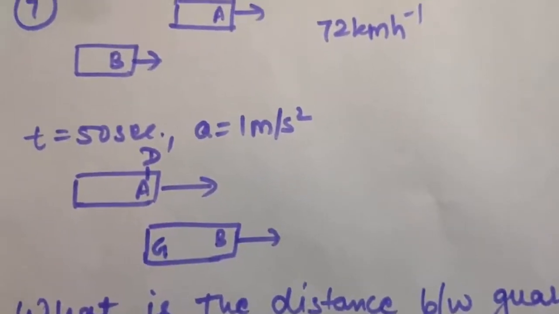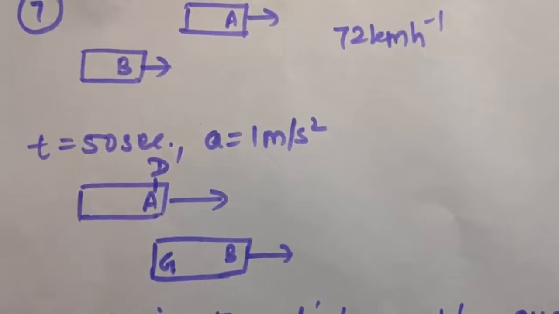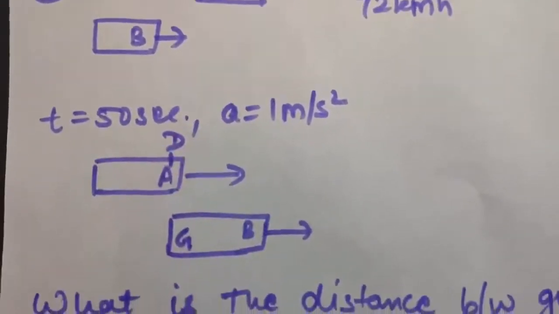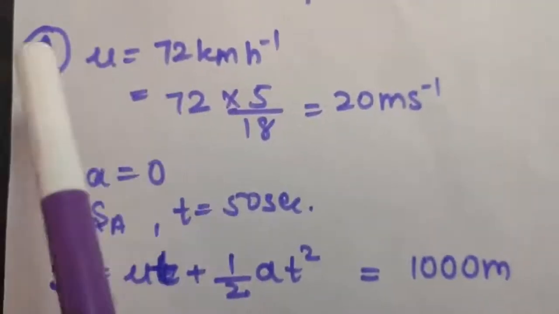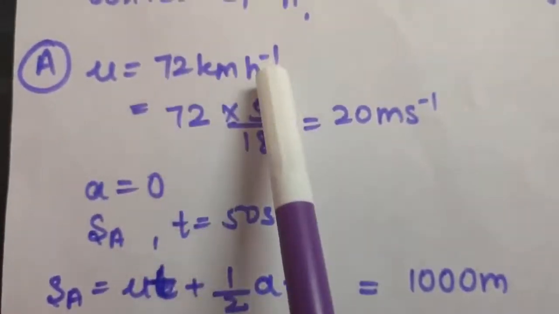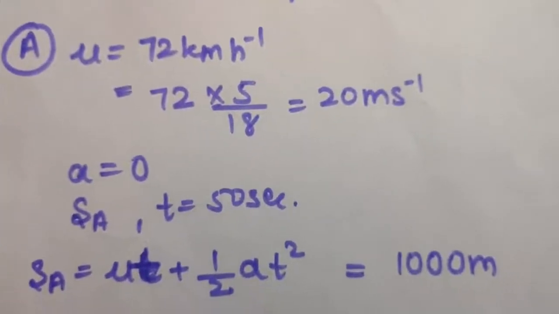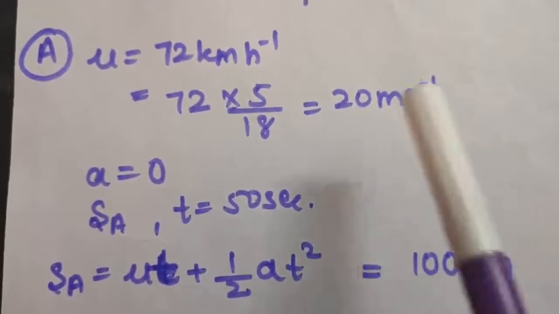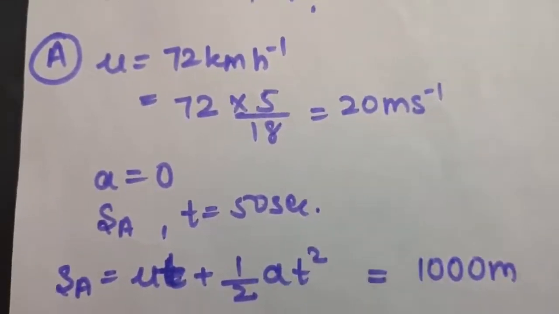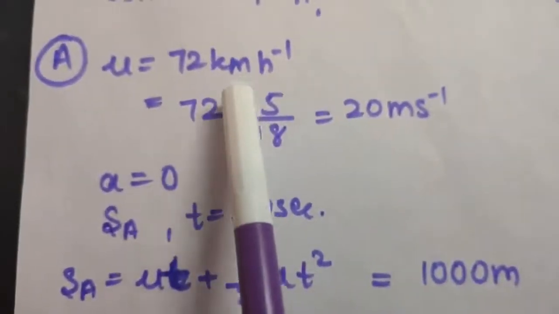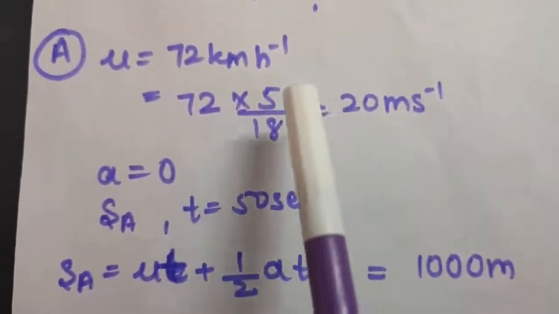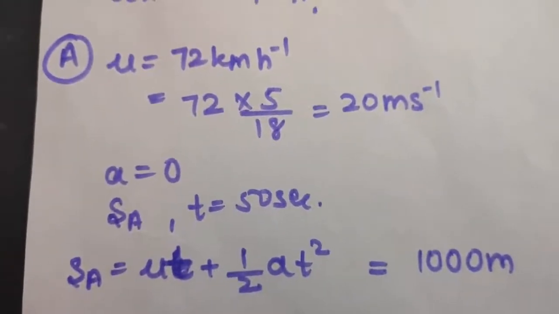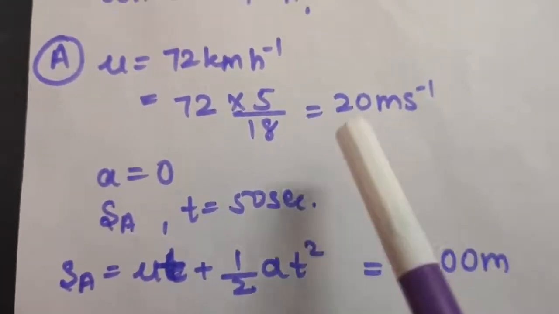So what we will do, first of all, we will calculate the distance traveled by train A and train B in 50 seconds. Okay, so to do that, for train A, initial speed is given to be 72 km per hour. To convert it into meter per second, we will multiply it by 5 by 18. Okay, so you will get 20 meter per second. Okay, so remember this, to convert kilometer per hour into meter per second, you have to multiply by 5 by 18, and to convert meter per second into kilometer per hour, you have to multiply by 18 by 5.